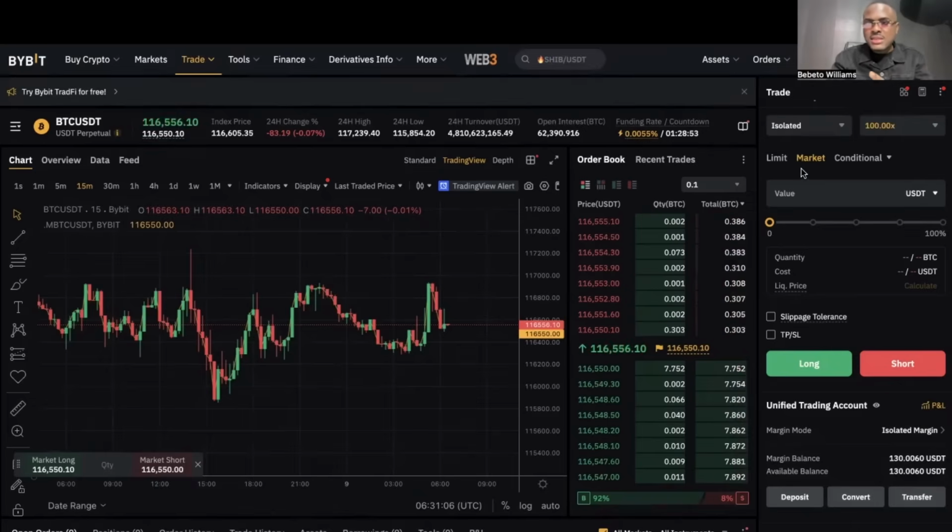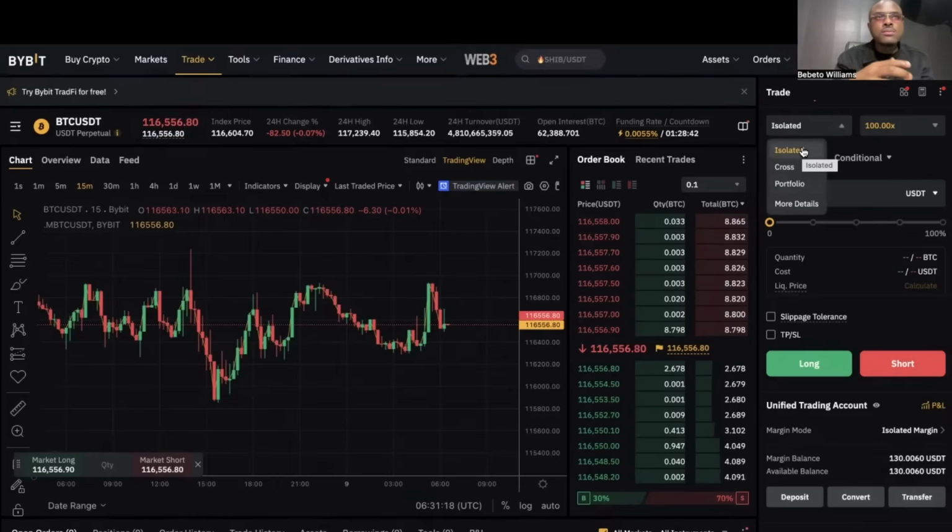Once it's at market, you can see on this margin option: isolated, cross, portfolio, and orders. Isolated margin explains that if you plan on risking $20 out of $100 of your account, and the market hits your $20, it should close your trade automatically for you at a loss of $20.